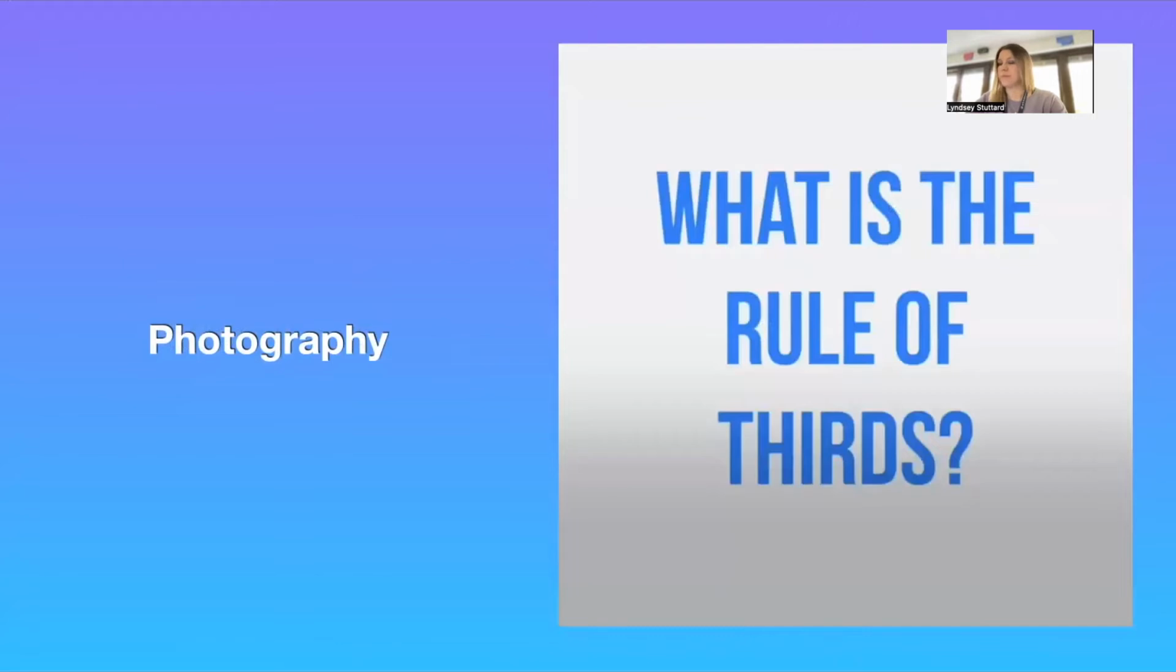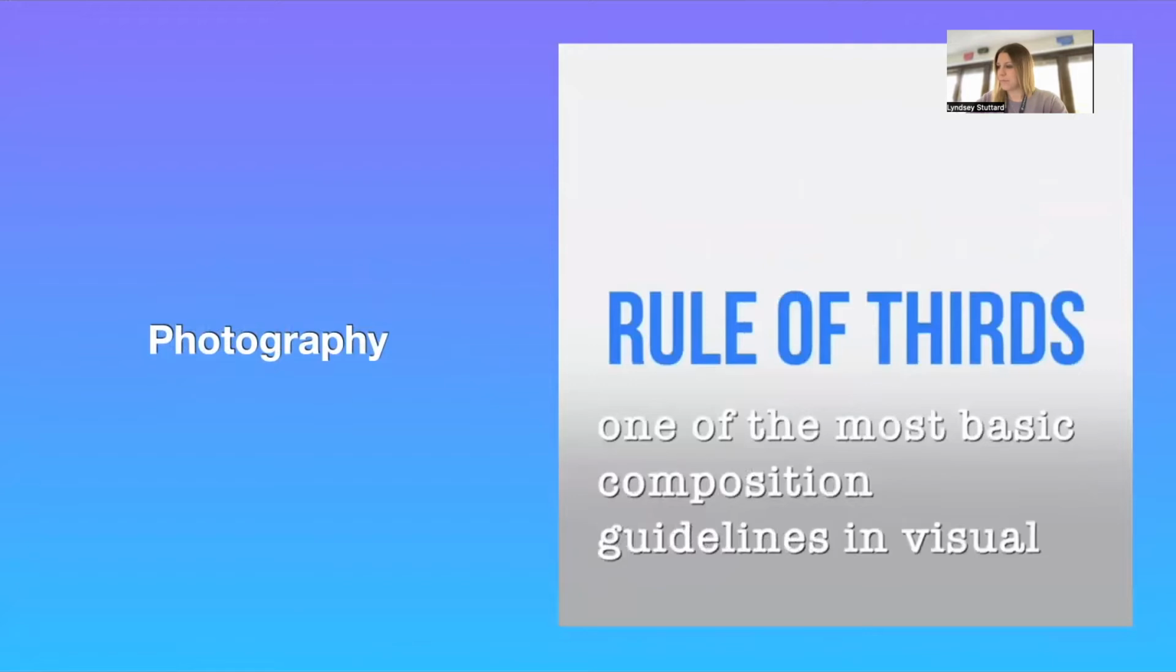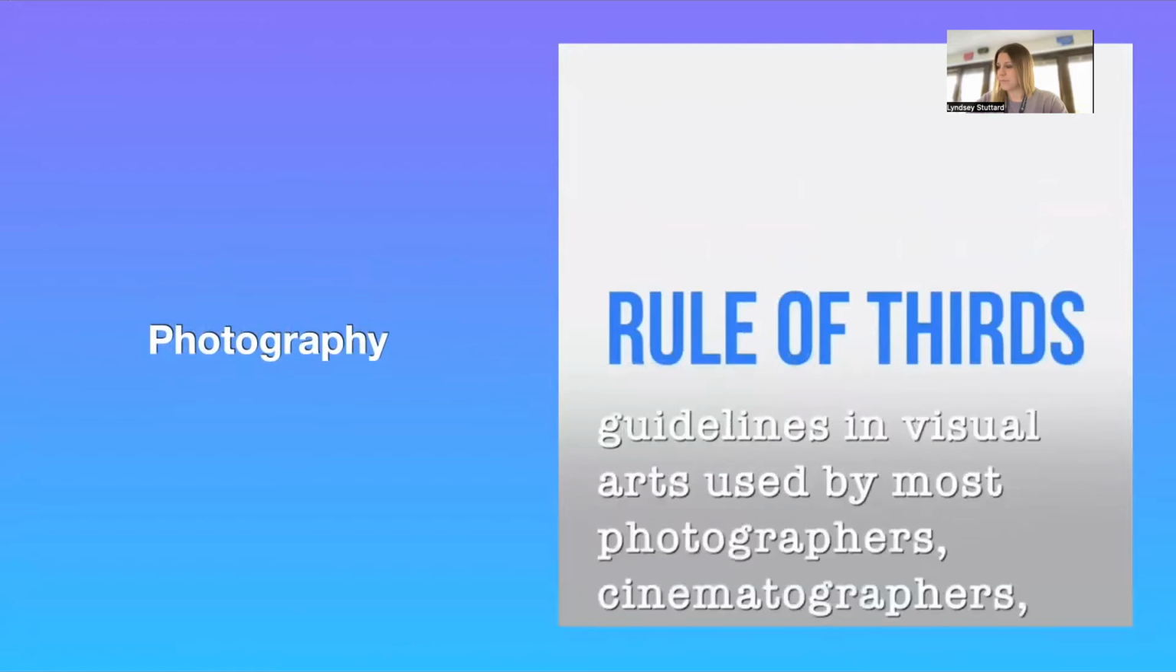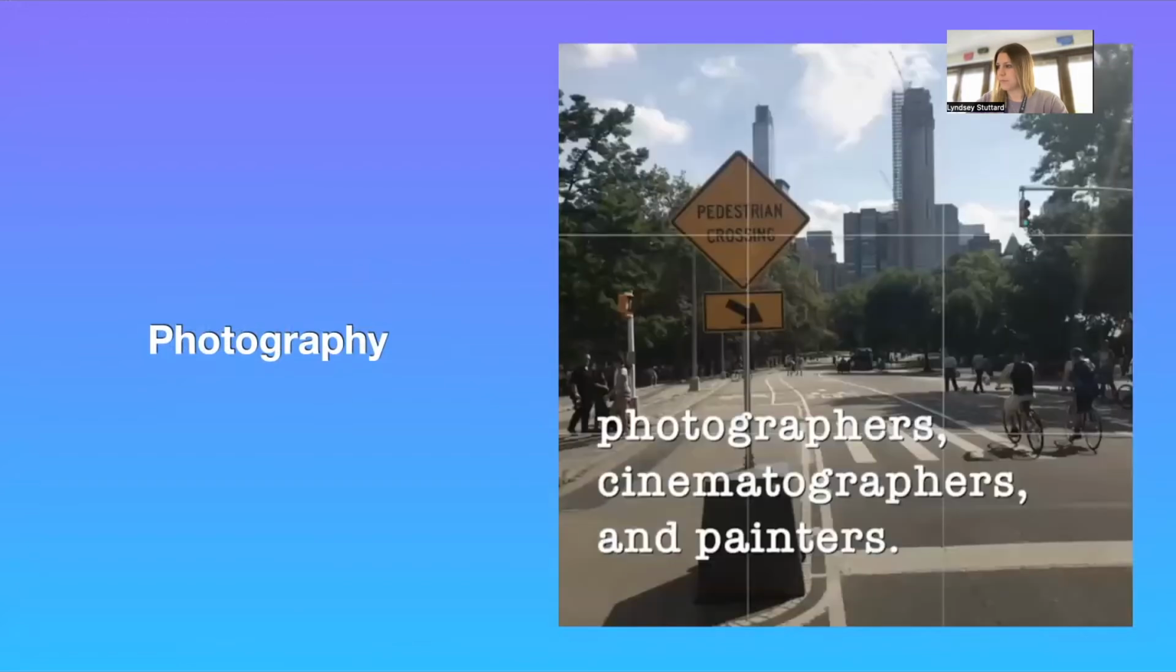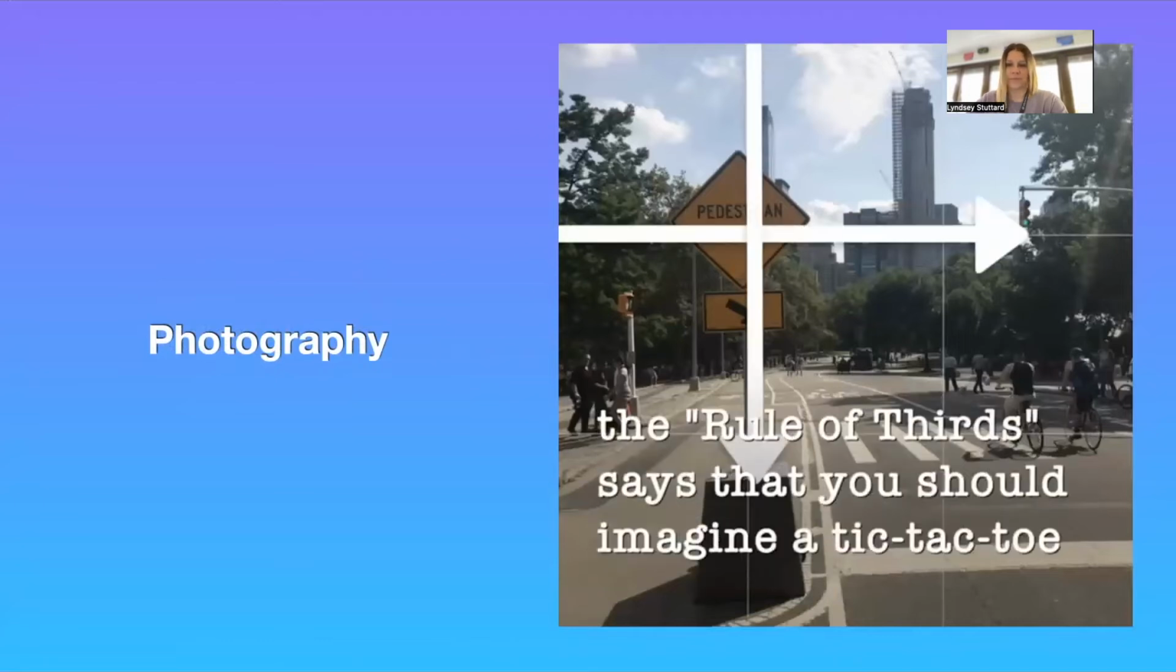On this episode of Encyclopedia, the rule of thirds. The rule of thirds is one of the most basic composition guidelines in visual arts used by most photographers, cinematographers, and painters. In its most basic form, the rule of thirds says that you should imagine a tic-tac-toe board on the frame of the picture.